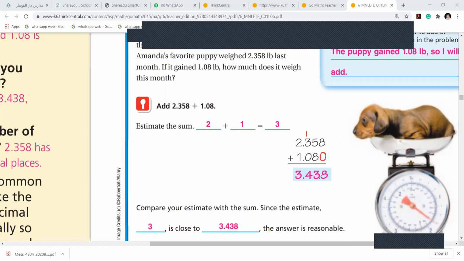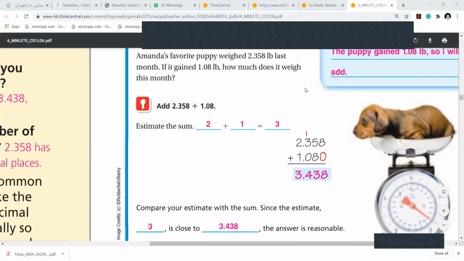3.438. This was the estimate. For 2.3, the estimate is 2. For 1.08, the estimate is 1. If you add them, you get 3. So the answer is near 3 and you got 3.438. Compare your estimate with the sum. Since the estimate 3 is close to 3.438, the answer is reasonable.